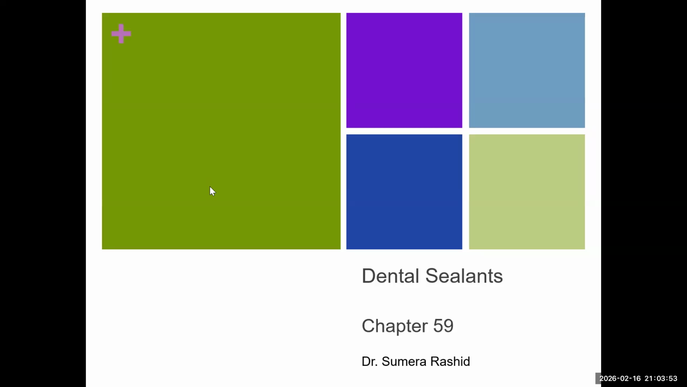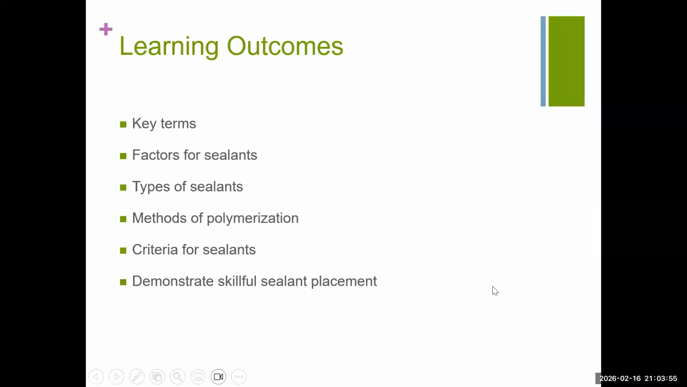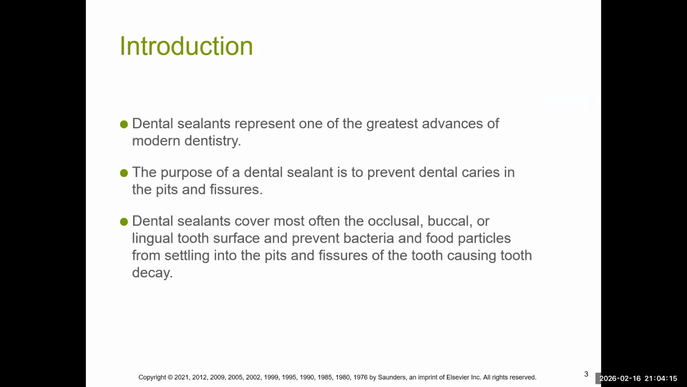Okay. And we are going to go into some learning outcomes. We want to talk about some of the key terms that are listed in the textbook. We want to also talk about the factors for sealants, the types of sealants, what are the methods of polymerization of the sealants, the criteria and when do we use sealants, and we also want to demonstrate skillful sealant placement.